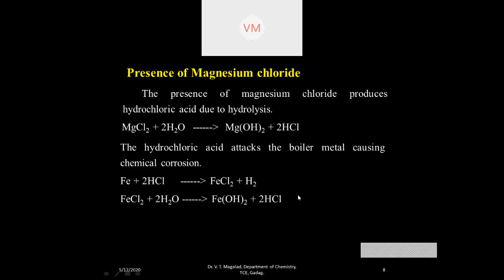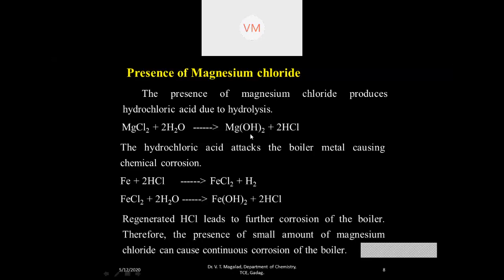So the concentration of HCl goes on increasing if the magnesium chloride converts into magnesium hydroxide. Therefore, one has to remove magnesium chloride before the boiler feed water enters the boiler. Otherwise, that leads to corrosion.